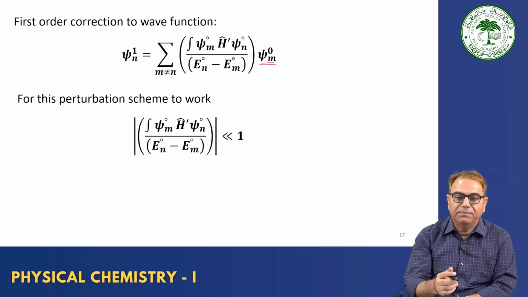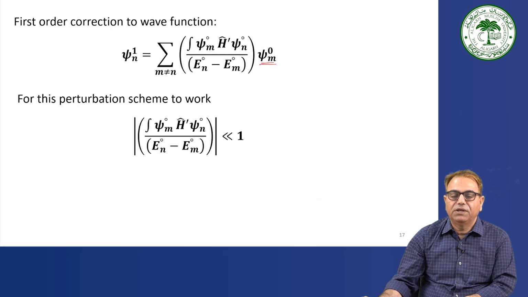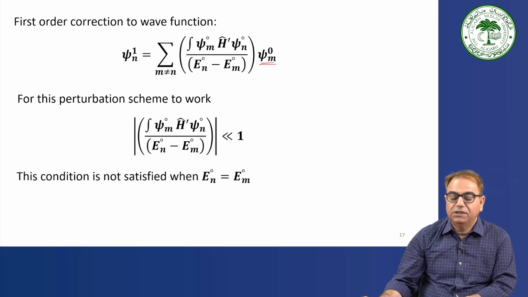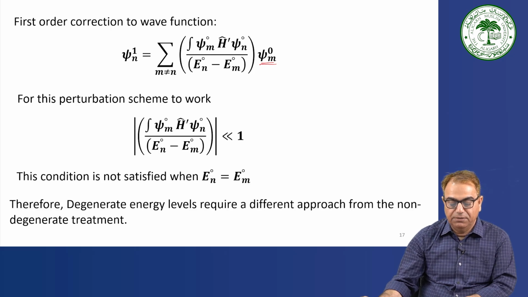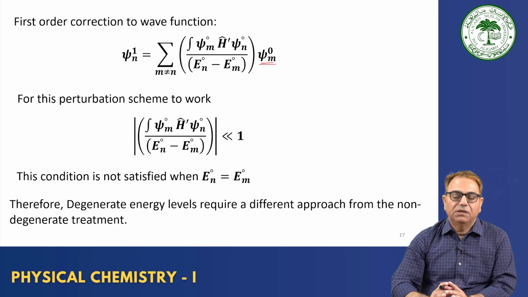And what do I mean by saying psi n naught and psi m naught are equal? I am talking about the degenerate state. So whatever you have learned is applicable only when you have non-degenerate states. For a degenerate state, a different mechanism, a different theory should be applied. This condition is not satisfied when psi n naught is equal to psi m naught. Therefore, degenerate energy levels require a different approach from the non-degenerate treatment. So this is all about non-degenerate time independent perturbation theory.